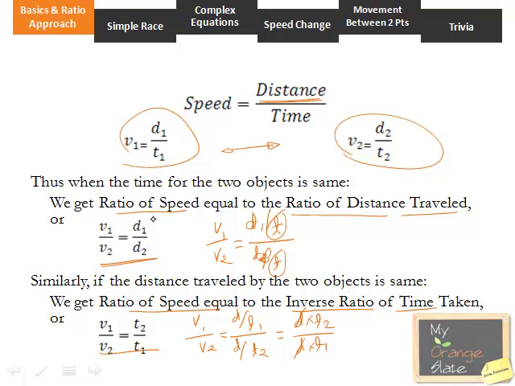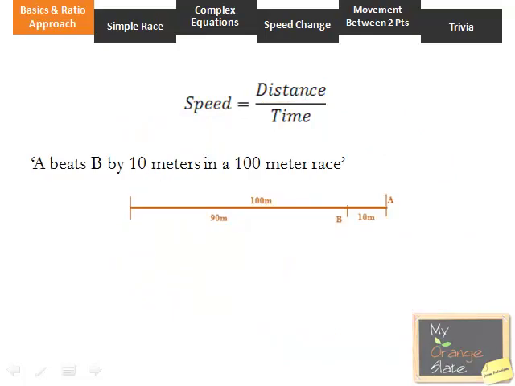Once we express a question in ratio form, as in ratio of distance or inverse ratio of time, it becomes easier to resolve the equation and find the answer faster. So we must always try and express the question in the ratio form. We'll also see certain phrasing of the questions on races.